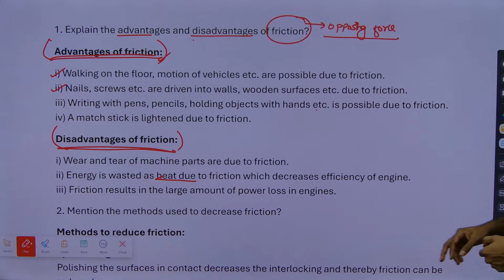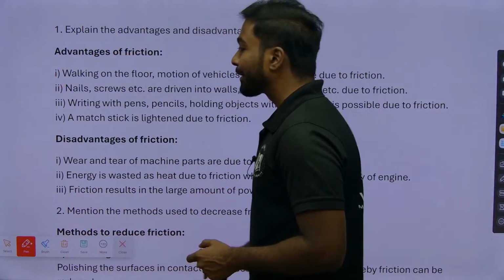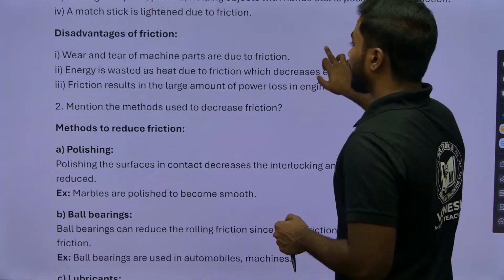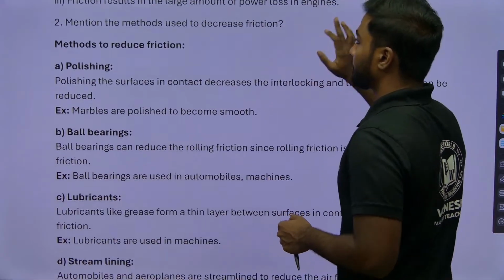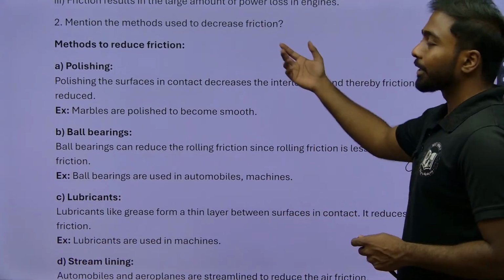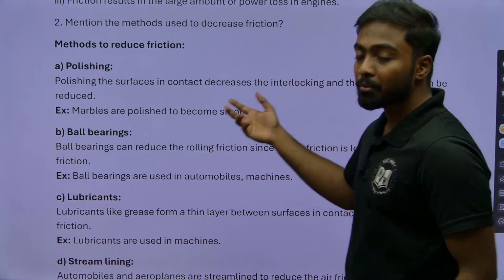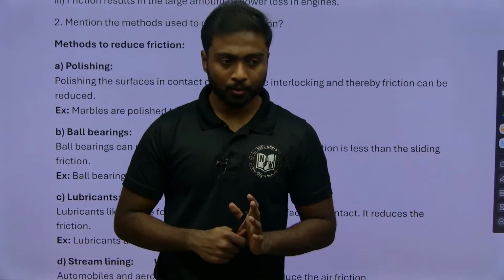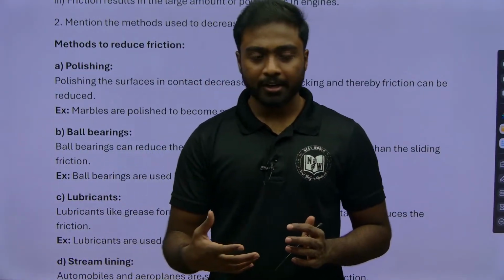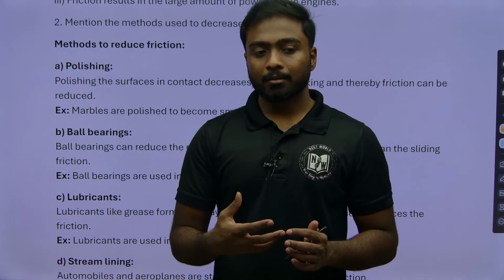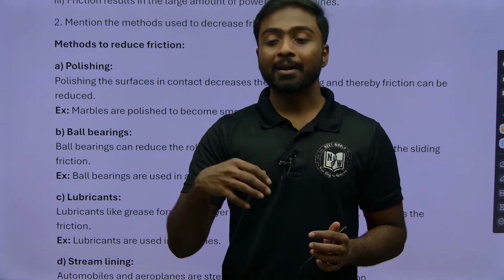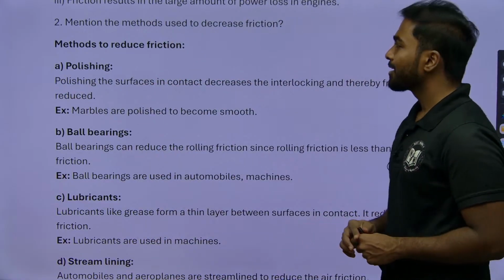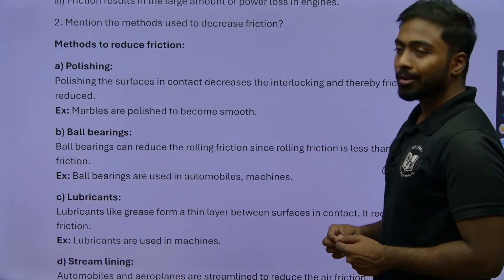Done? Okay. So the next is we'll see how to reduce this friction. So reducing the friction is the next question. Mention the method used to decrease the friction. The first question they asked was the advantage and disadvantage. When we are talking about disadvantage, there should be some method to overcome the disadvantage. That is the second question here. Mention the method used to decrease the friction.